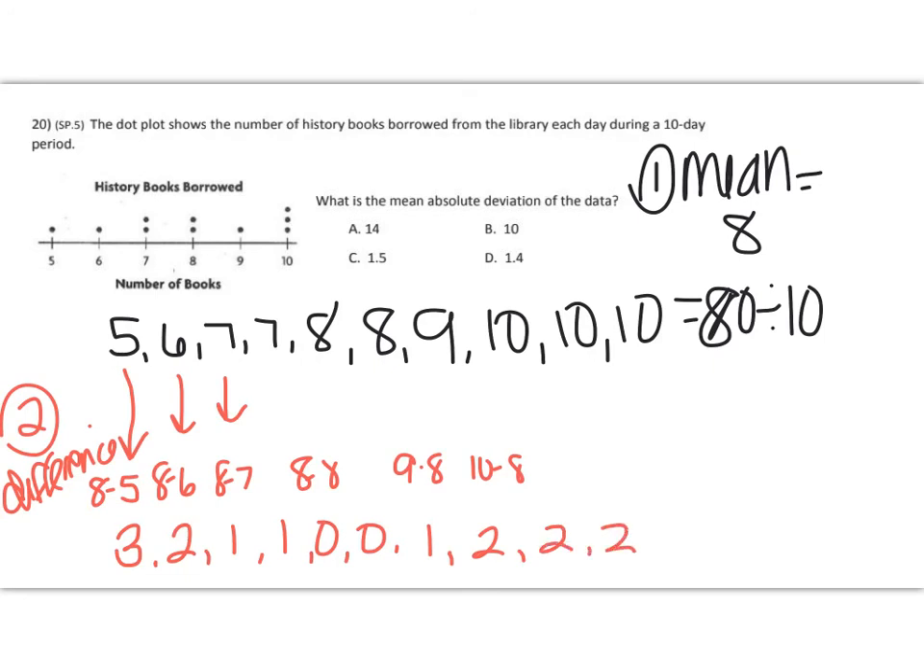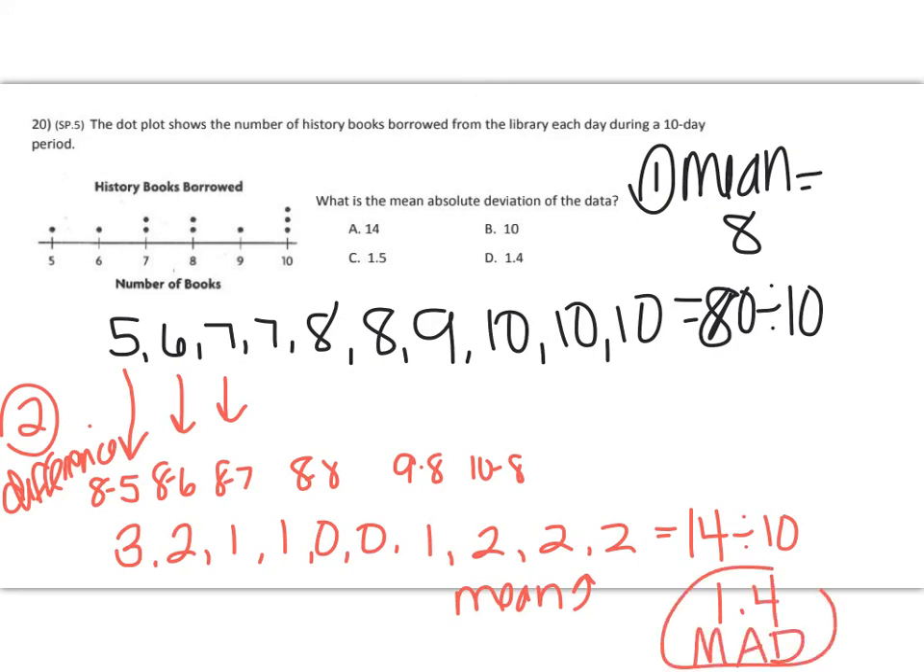So now I have a new set of data. I still have 10 data points, but now I need to find the mean of this data set. So when I add these together, I get 14. And then I'm going to take that and divide it by 10. So 14 divided by 10 is 1.4. And this is my mean absolute deviation. It's the mean of the differences.